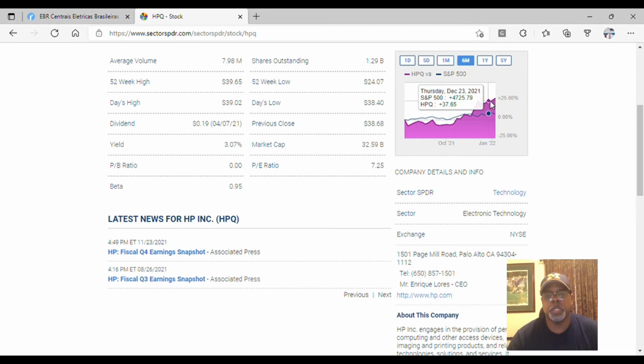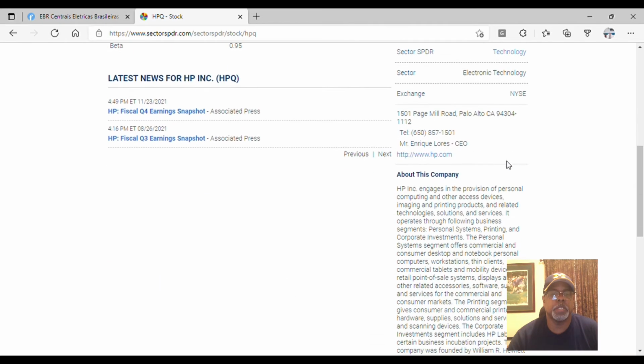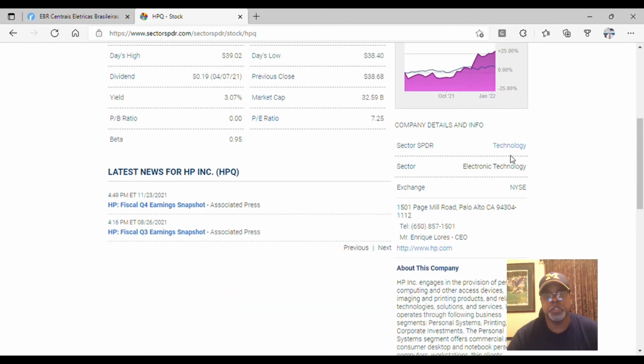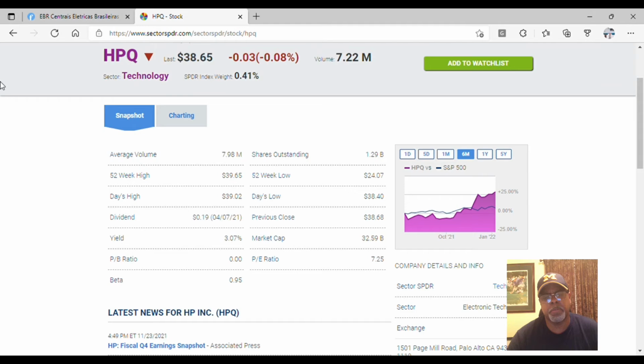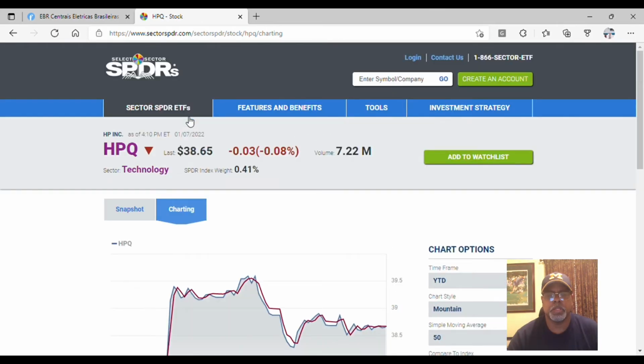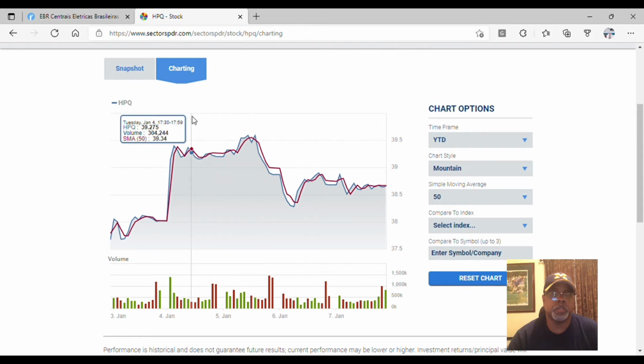So that's another way you can pick a stock. If you want to look at its chart, you click on charting right here. These are just two ways. There are probably hundreds of ways you can pick a stock to invest in, but it's totally up to you. I'm just giving you a little short criteria here. And there's your chart. So all kinds of information out here.